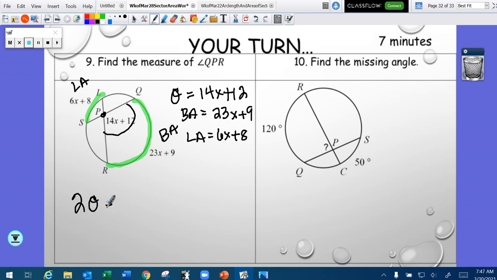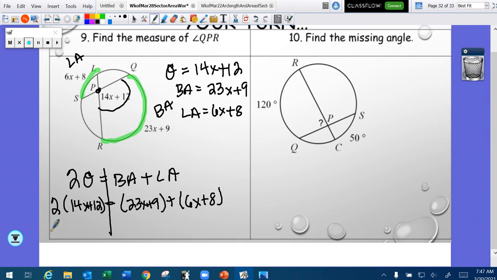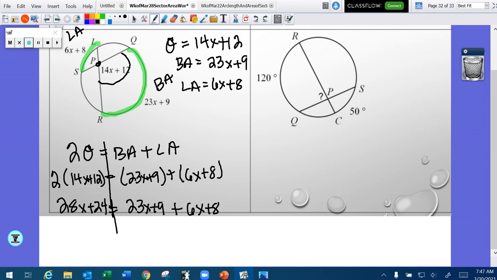So you get 2 times theta equals big arc plus little arc. So 2 times 14x plus 12 equals 23x plus 9 plus 6x plus 8. Okay, so here we get 28x plus 24 equals, there's nothing here, so we're going to say 23x plus 9. This is a positive number, so this becomes 6x plus 8. Alright, so from there, we're going to combine like terms. 28x plus 24 equals 23x plus 6x is going to be 29x plus 17.